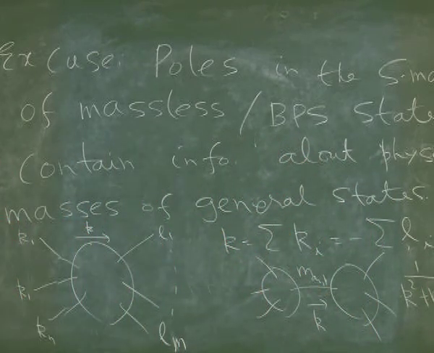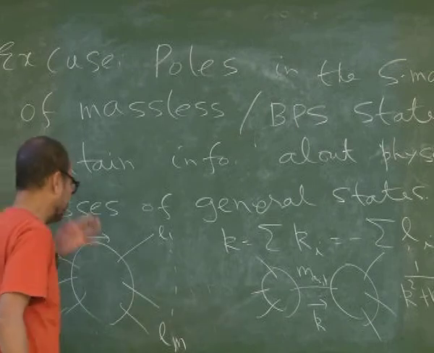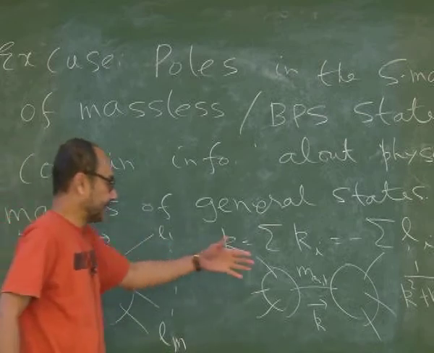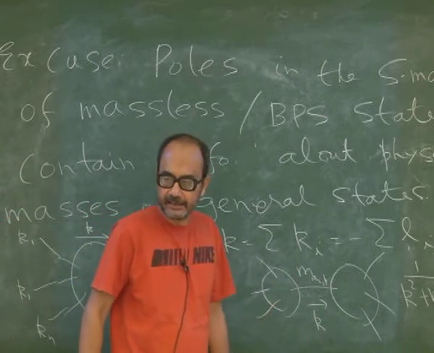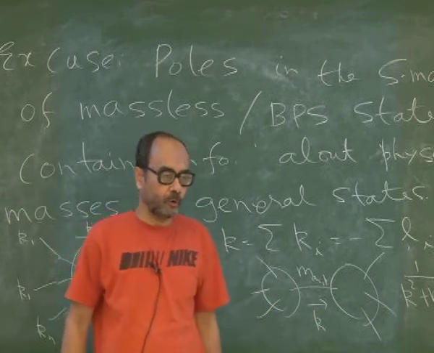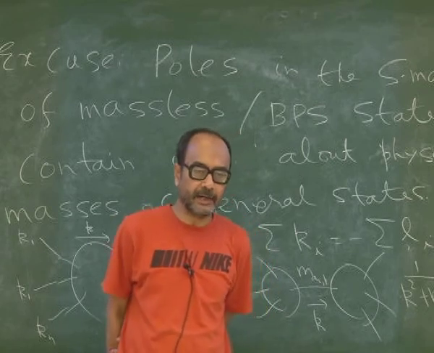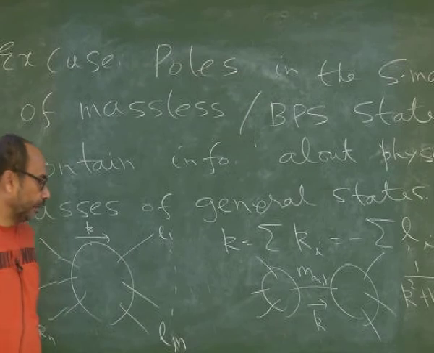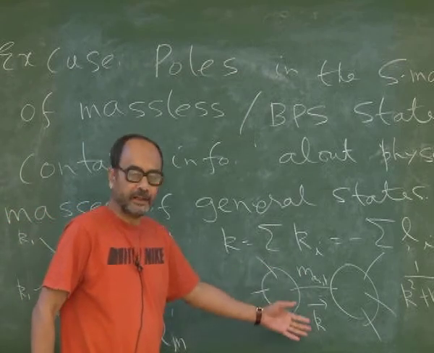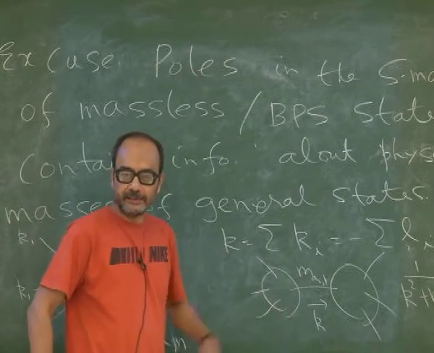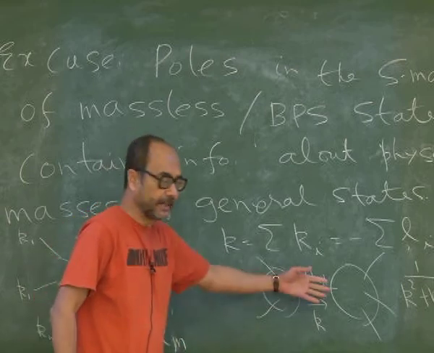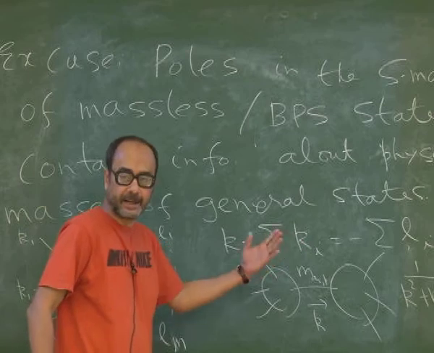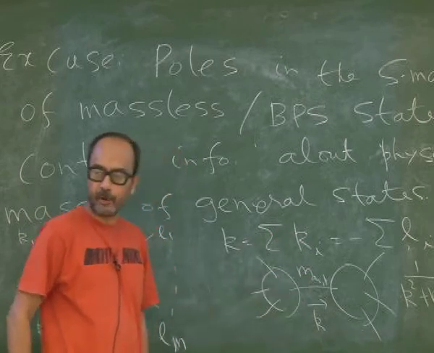So in principle, you could just start with the S matrix of massless and BPS states and examine all its poles in various channels, and looking at where the poles occur, you can figure out where the physical masses are. You can also generalize this procedure to compute the S matrices of these intermediate states, and the residues at these poles can be used to compute the S matrix involving the states which are propagating here.